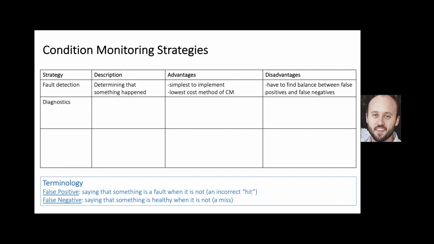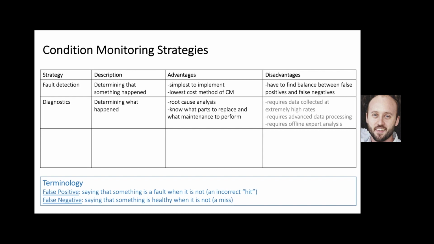We can go up another level in the condition monitoring strategies and then look at diagnostics. And this is determining what happened. So here we're actually getting to some sort of root cause analysis and getting an understanding of what parts we need to replace, what maintenance needs to be performed. The drawback is that this is going to be typically a little bit more expensive than fault detection, and it's going to require that more data be collected at higher rates. It can often require advanced processing and expert interpretation of that data.